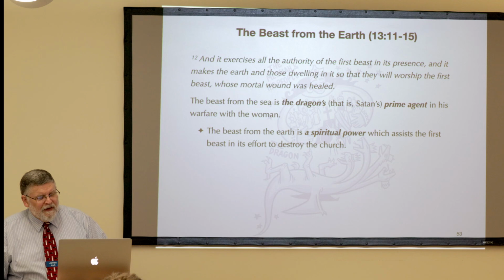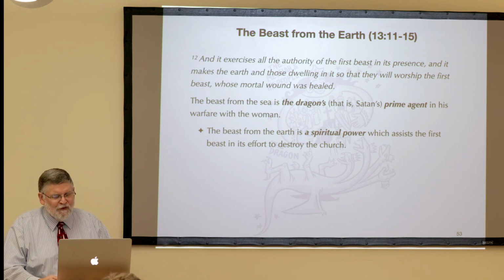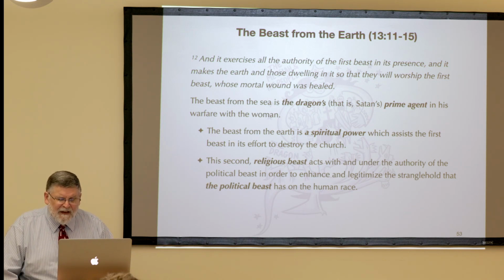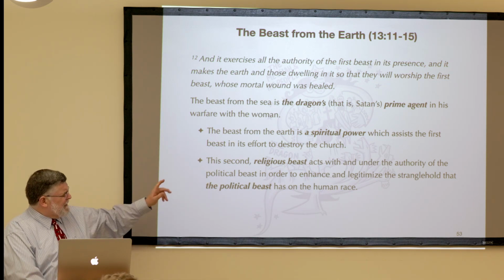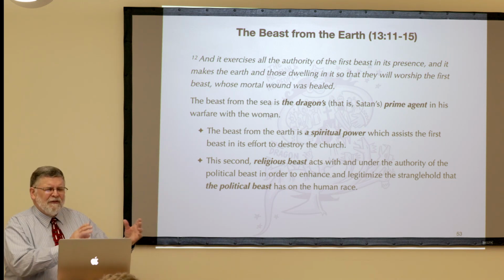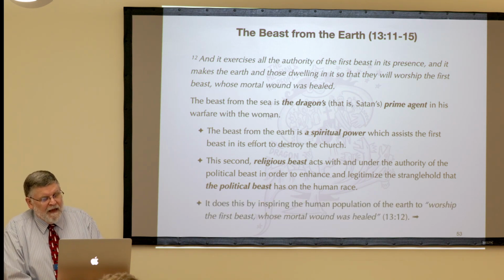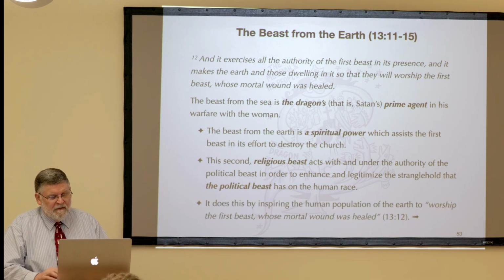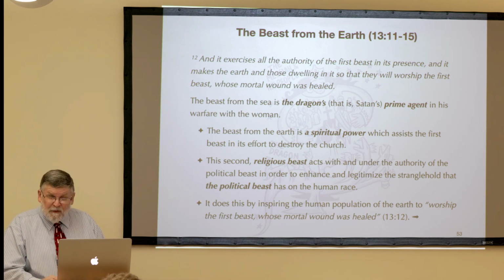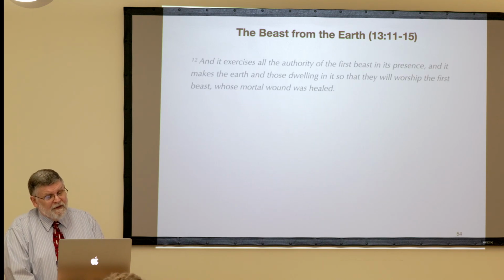So, second beast points to the first beast and tries to get people to believe in it. And so the beast of the earth, spiritual power, which assists the first beast in its efforts to destroy the church. The second beast, the religious beast, acts with and under the authority of the political beast so that the political beast can really have this hold on all of the human race. The mortal wound that was healed, people will be drawn to this, and definitely drawn to this.